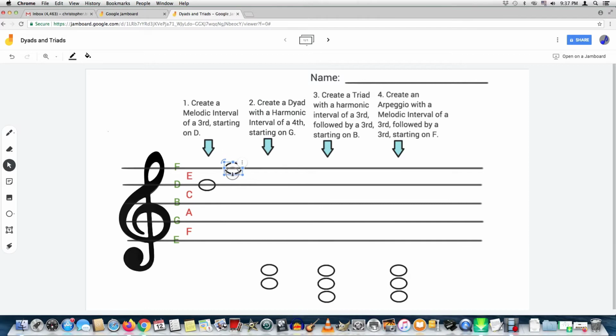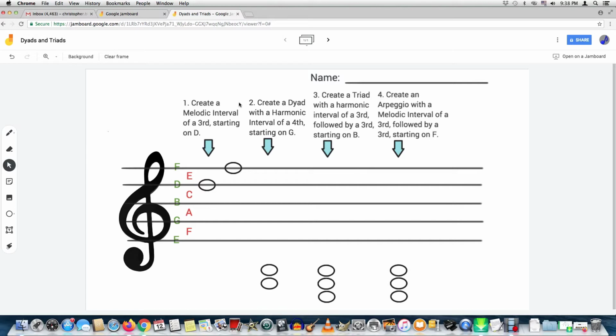Okay, moving right along to number 2. Number 2 asks us to create a dyad with a harmonic interval of a fourth, starting on G. So now, this is loaded because we have some new terminology here. We have to figure out what a dyad is and what a harmonic interval is.